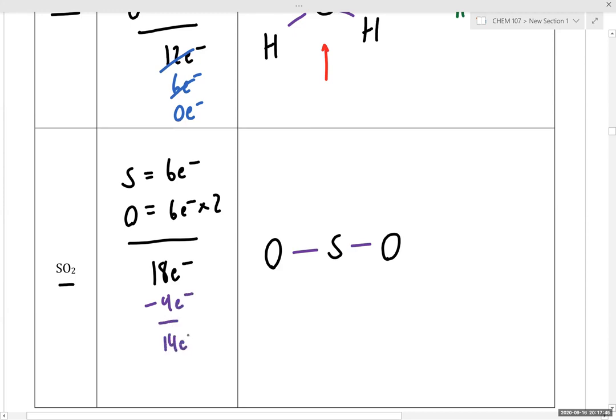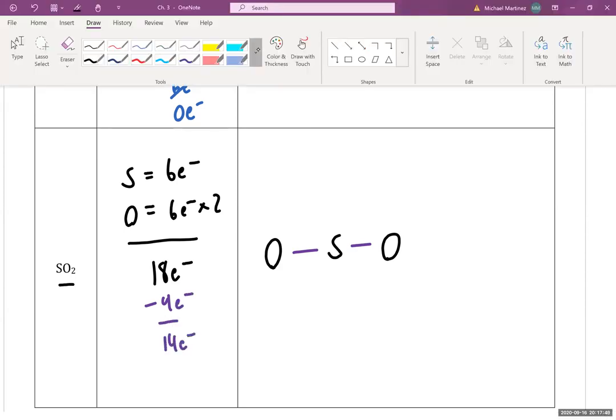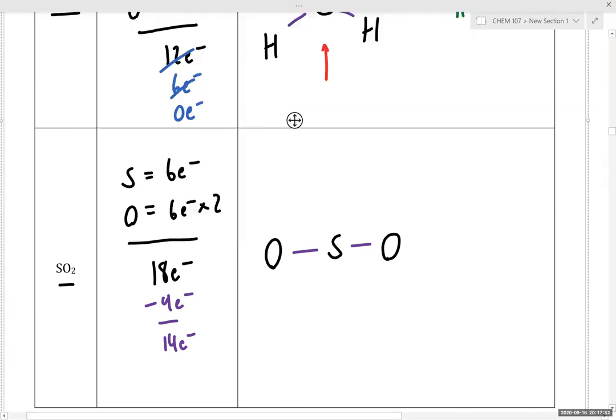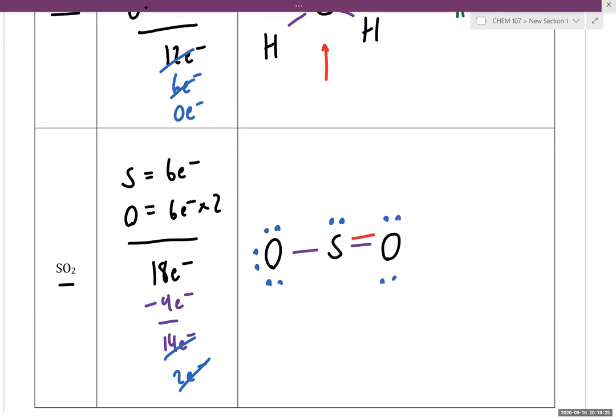So we have 14 electrons remaining. Now where do we place our lone pairs first? What are our most electronegative atoms? Oxygen. Yep. So we place 6 electrons each on each oxygen. We have 2 electrons remaining, and we place 2 electrons on sulfur. We're now out of electrons, so how do we complete the octet for sulfur? Convert the 1 lone pair to a double bond. Yep, exactly right. So that gives us the following structure.